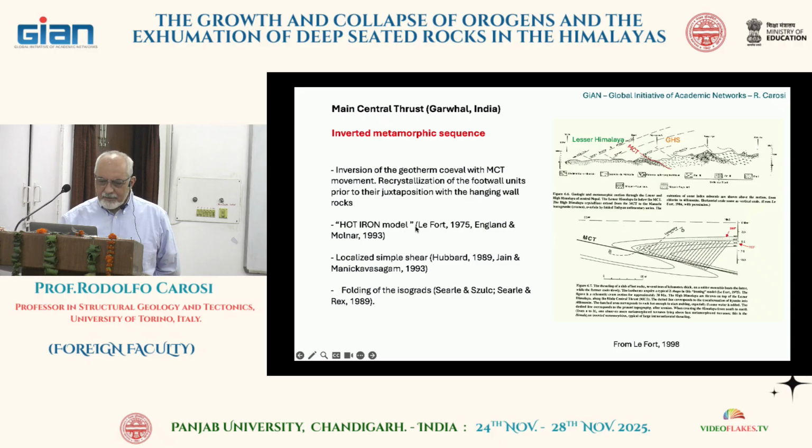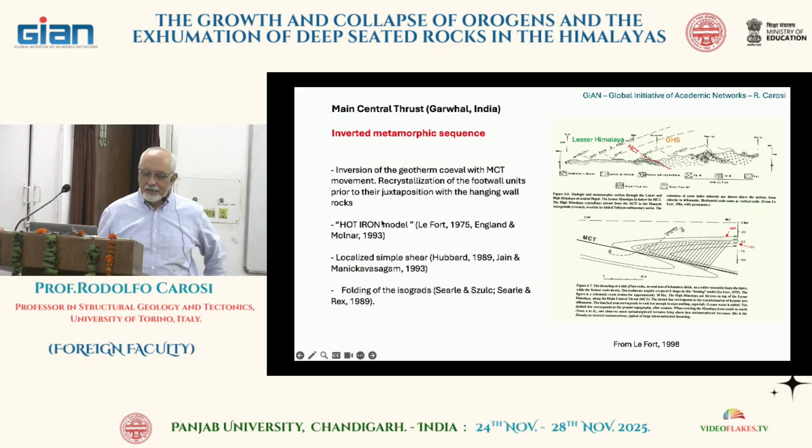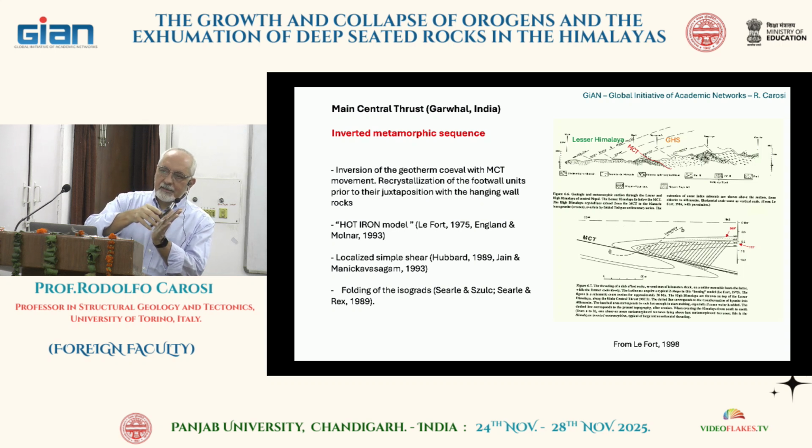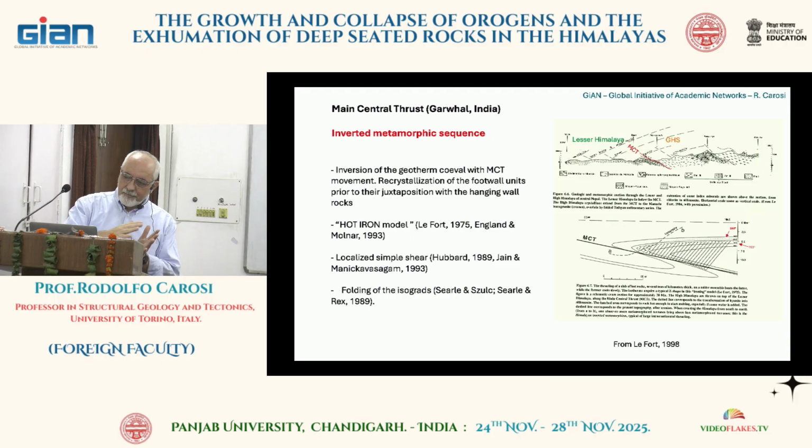So there are several models envisaged for the explanation of this inverted metamorphic sequence. The first one was the hot iron, because you have the Greater Himalayan Sequence with gneisses and migmatites put above Lesser Himalayan rocks, very, very cold. So there is a transfer of heat from above to below, and this causes the growth of metamorphic minerals with decreasing temperature downward. Another explanation is localized simple shear: Hubbard, 1989, Jain and Manickavasagam, 1993.